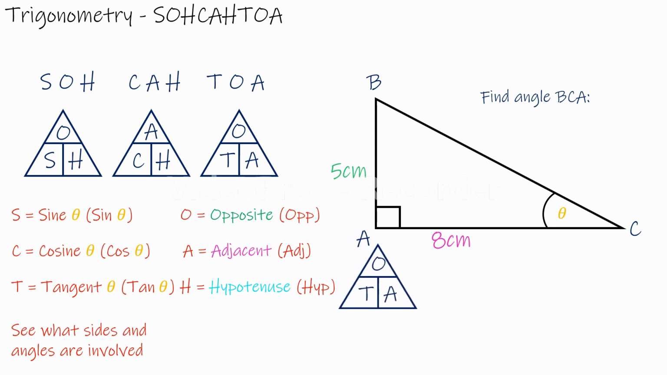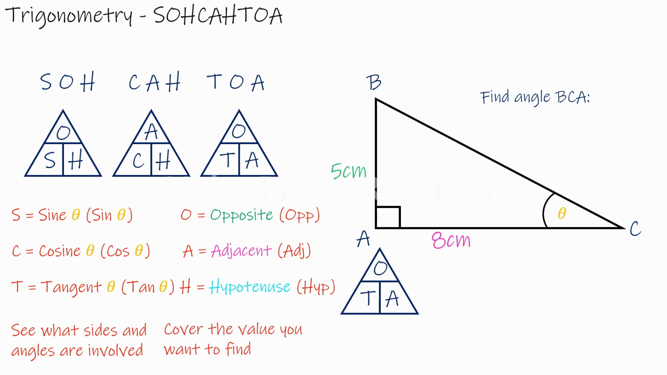Once again, we need to use our formula triangle. We see here that we have the opposite and adjacent sides, so we must use the formula triangle that involves opposite and adjacent. Now, once again, we need to cover the value we wish to find, which in this case is tan theta. We now need to write this out as tan theta equals O over A, as in the triangle O is over A, which means tan theta equals opposite over adjacent. We can substitute in our values to some extent, so now we have tan theta equals 5 over 8.